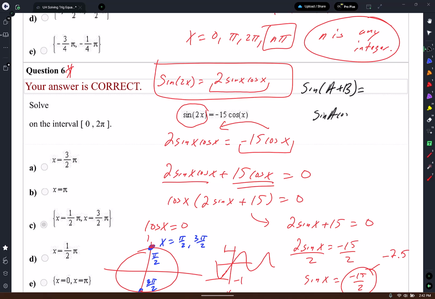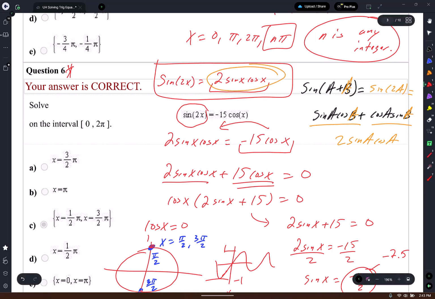Sine A cosine B plus cosine A sine B. And then if you make this one an A, look what happens. Oh, look, that's sine 2A, and that, in fact, equals... Oh, look, that and that are the same. 2 sine A cosine A, which is what I got you guys right here. Yeah, don't worry about it.